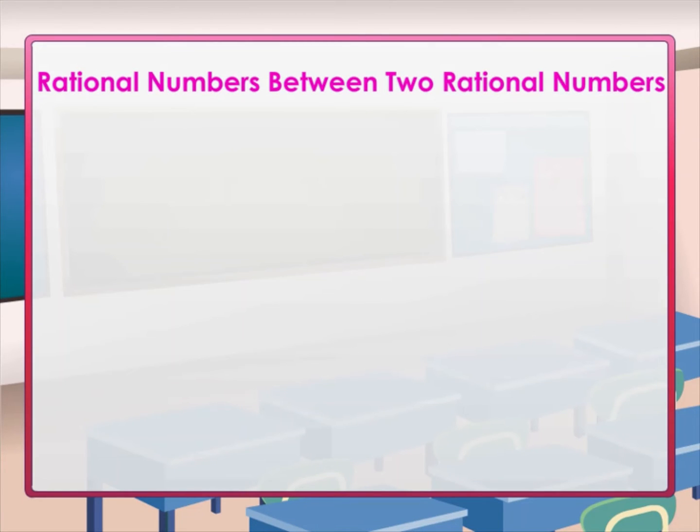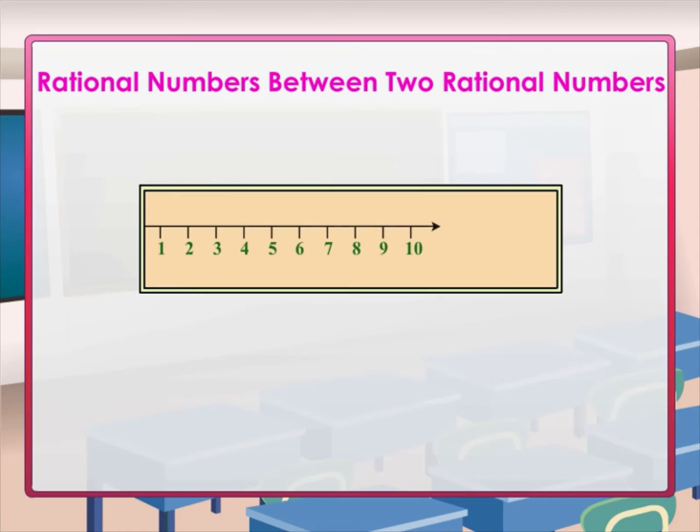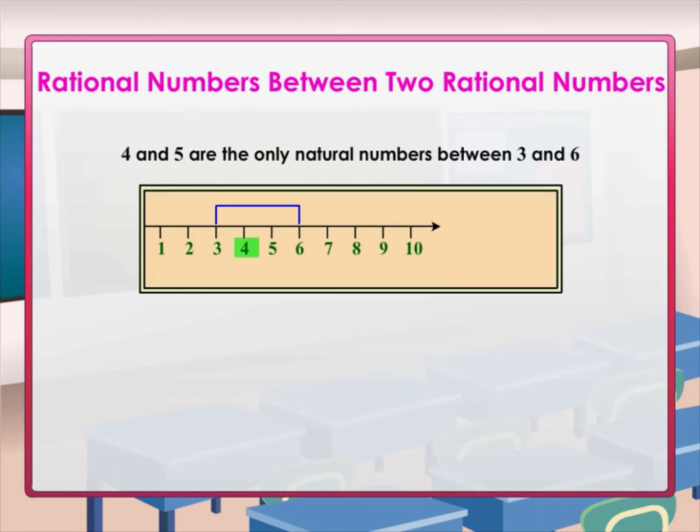Rational numbers between two rational numbers. You have already learned in your earlier class how to find rational numbers between two rational numbers on the number line. Now let us review that. Consider the natural numbers on the number line. List out the natural numbers between the numbers 3 and 6. 4 and 5 are the only two natural numbers between 3 and 6.